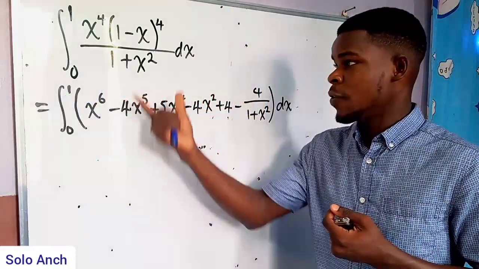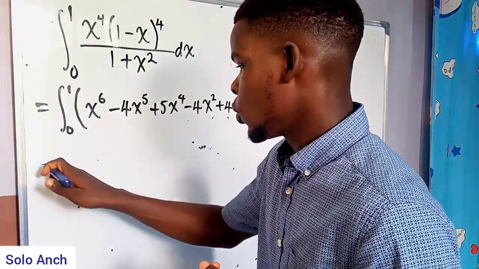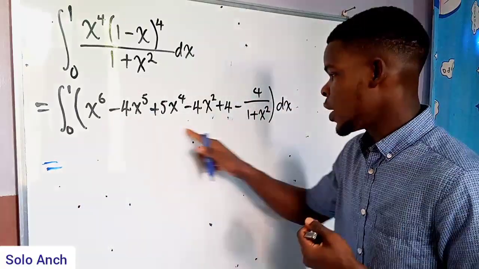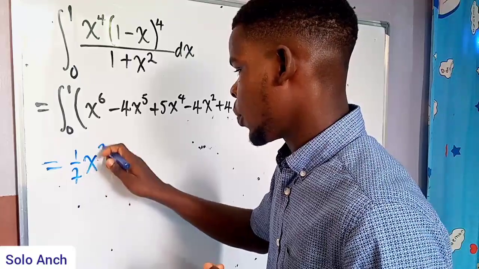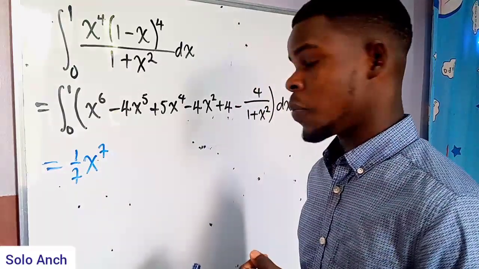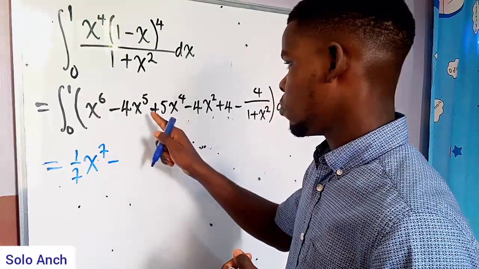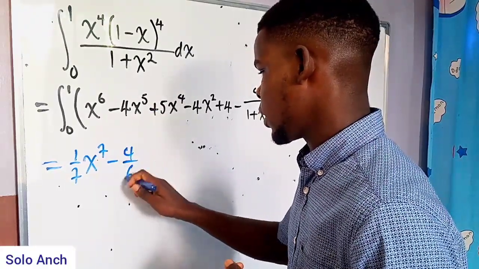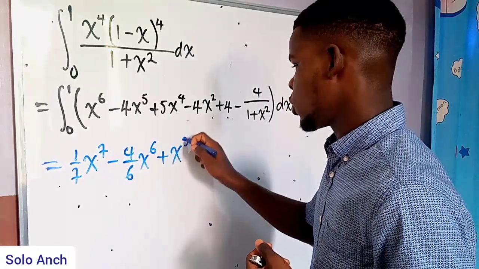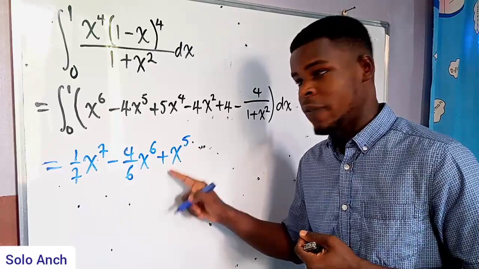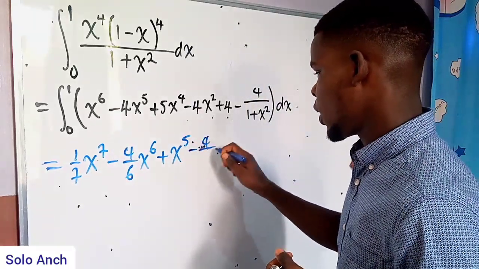After rewriting the integrand, we just integrate this because it's really easy from here. When we integrate all of this, we are going to have 1 over 7, x raised to the power of 7. That is just the integral of x to the power 6. Using the inverse power rule, this is going to be negative 4 divided by 6, x raised to the power of 6. And then we add x raised to the power of 5, divided by 5, but this coefficient will cancel out with that denominator. And then this is going to be negative 4 divided by 3.